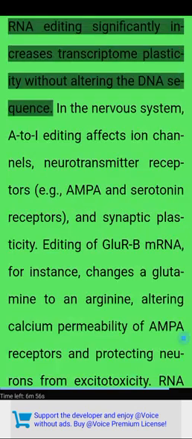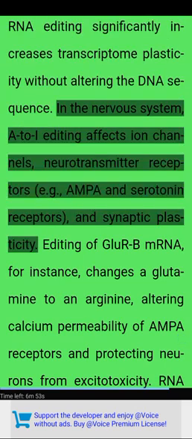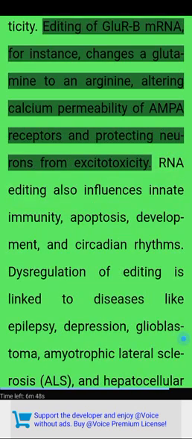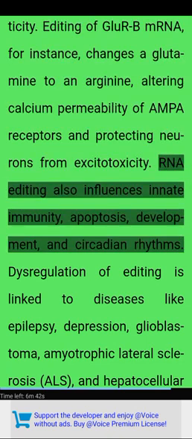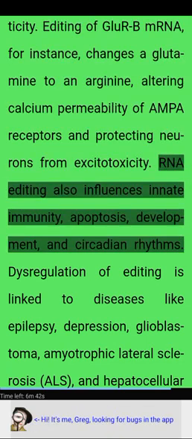Biological functions and importance. RNA editing significantly increases transcriptome plasticity without altering the DNA sequence. In the nervous system, ADAR editing affects ion channels, neurotransmitter receptors, e.g., AMPA and serotonin receptors, and synaptic plasticity. Editing of GluR mRNA, for instance, changes a glutamine to an arginine, altering calcium permeability of AMPA receptors and protecting neurons from excitotoxicity. RNA editing also influences innate immunity, apoptosis, development, and circadian rhythms.